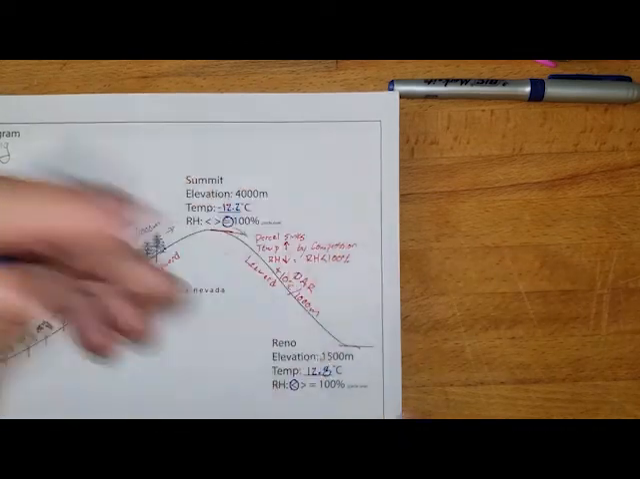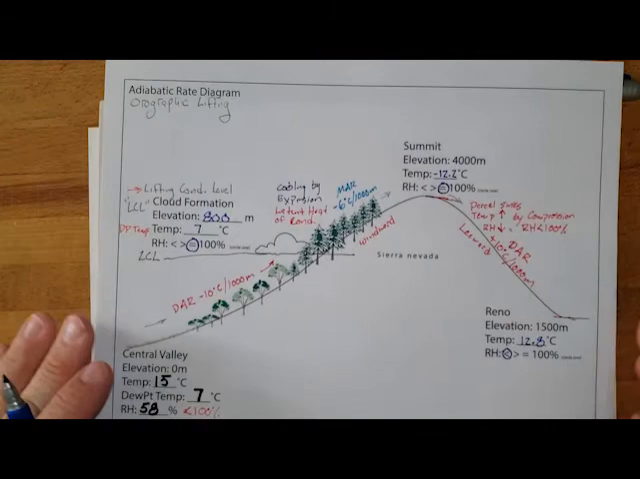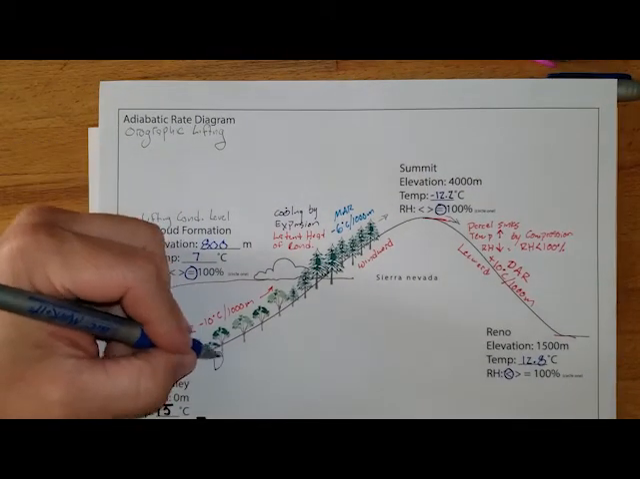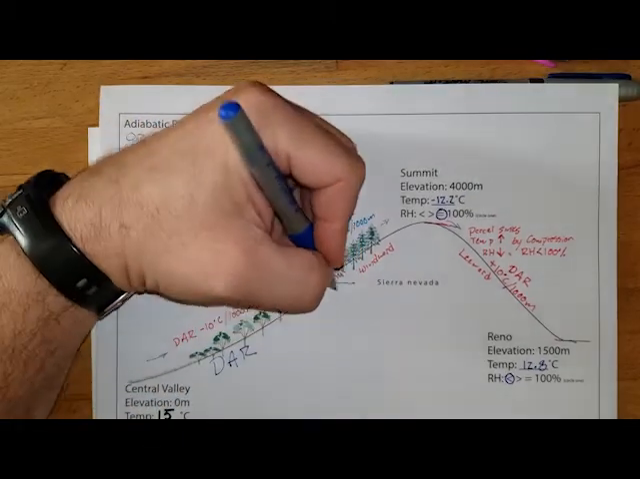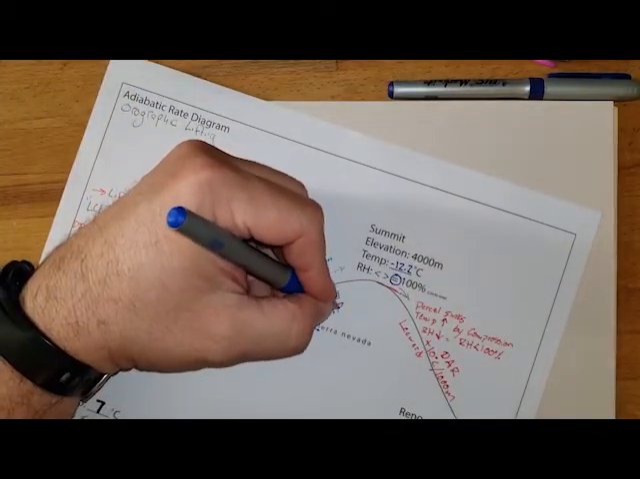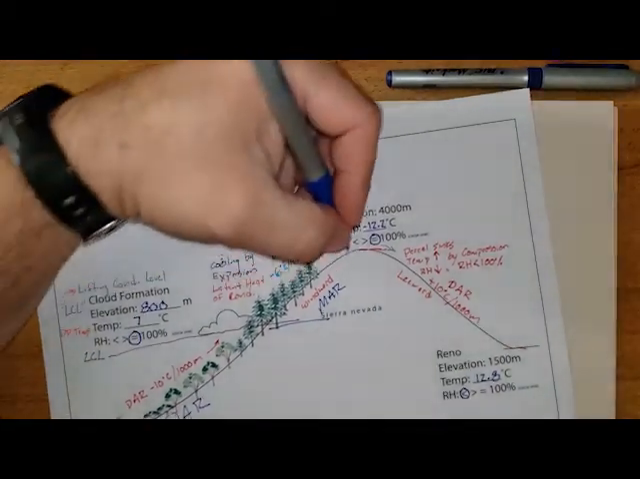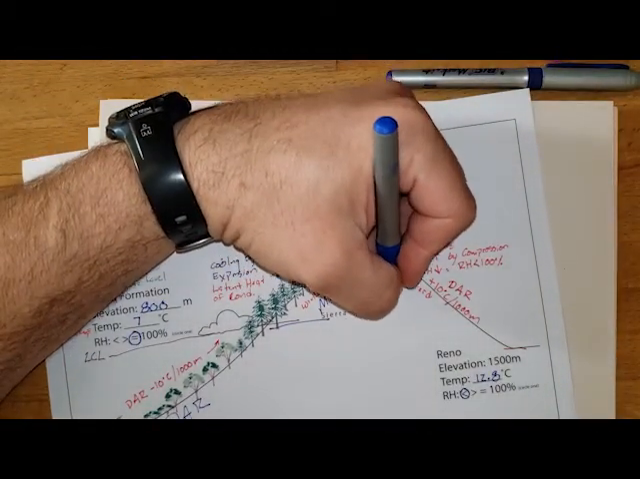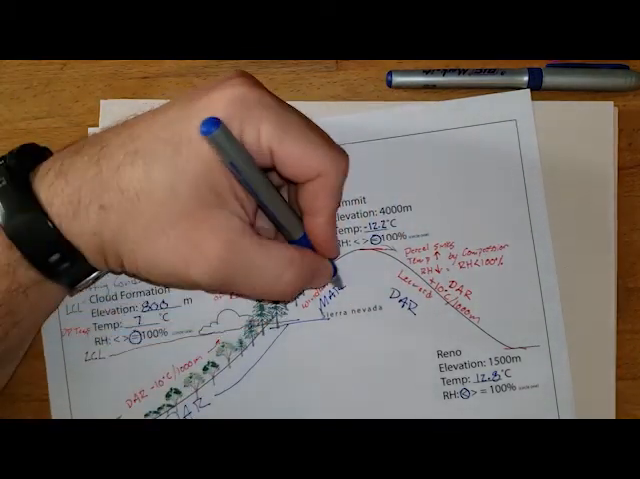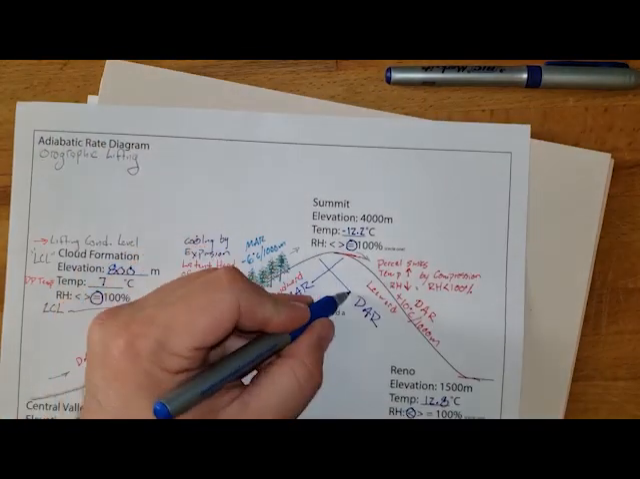12.8 degrees Celsius. Now, we began to rise at the dry adiabatic rate. We reached the lifting condensation level. We cooled at the moist adiabatic rate. Then as we descended back down, the whole trip was at the dry adiabatic rate. Dry, moist, dry.